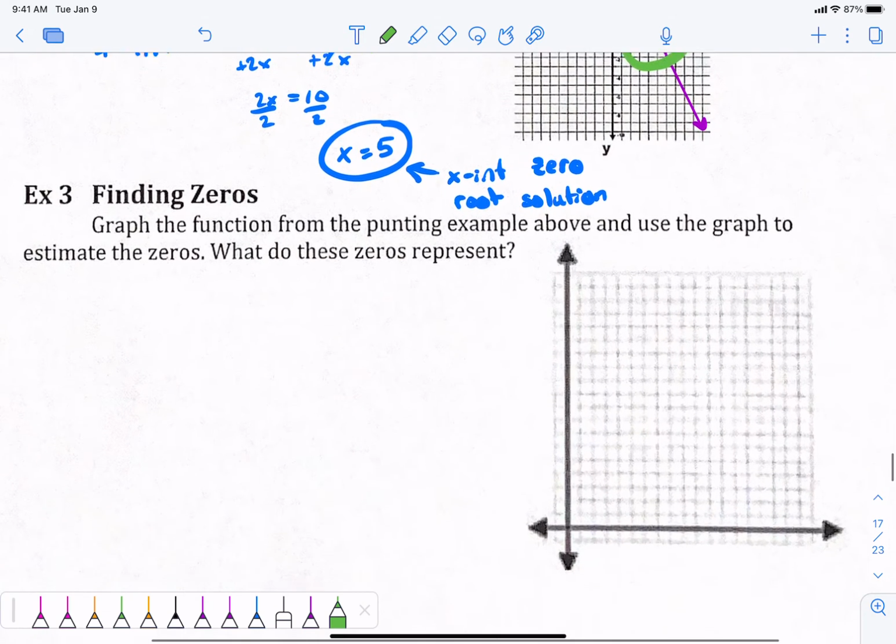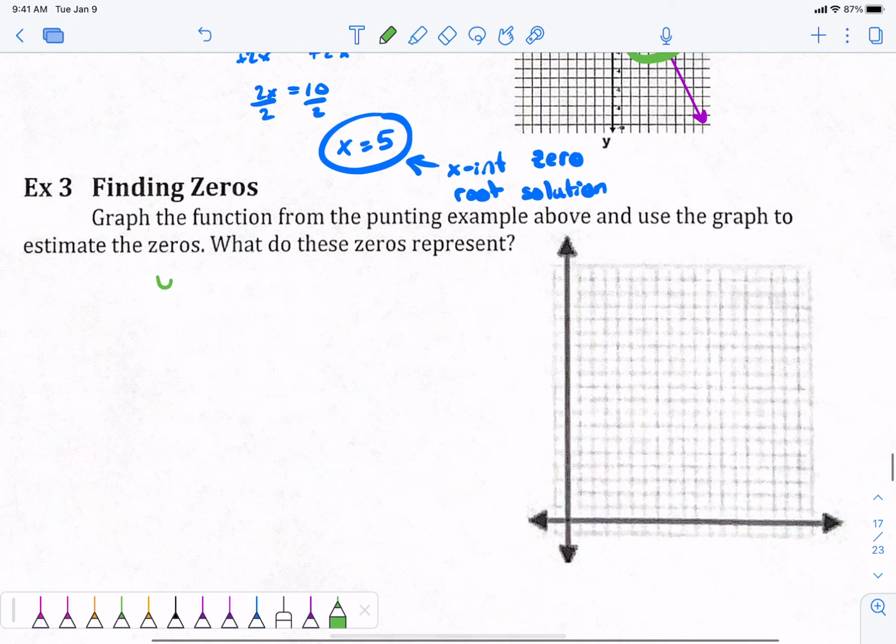Okay, last one. We're going to go back up to that equation, the punting example from above. And the equation for that, write it down below here, is negative 16x squared plus 10x plus 2. Okay? And we said that when we punt this ball and it follows that path, it's not going to be in the air very long. Like less than 2 seconds it's in the air. Okay? That's a small punt.